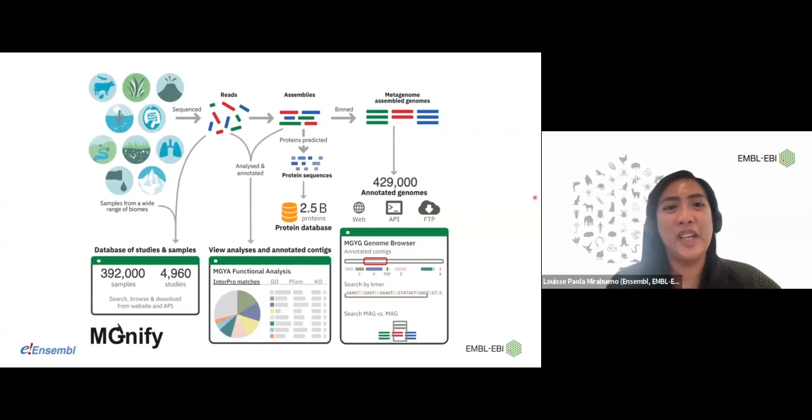So MGnify provides free analyses of microbiome-derived data, which generates metagenomic protein databases and produces biome-specific genome catalogs. And you can upload your own data for analysis, or you can just browse the data sets that are available on the browser. And just like Ensembl, all data are freely available to browse and to download via the website and the APIs.